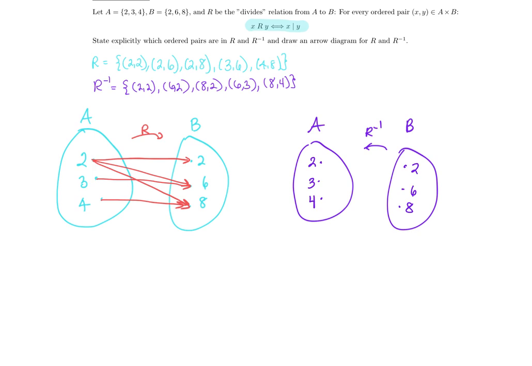And we'll notice that 2 goes back to 2. Oops, I forgot to change colors. Here, let's see if it'll show up. Let's try yellow. So 2 goes back to 2. 6 goes back to 2. 8 goes back to 2. 6 goes back to 3. And 8 goes back to 4. It looks like the same arrow diagram with the arrows going in the opposite direction, because that's exactly what it is.